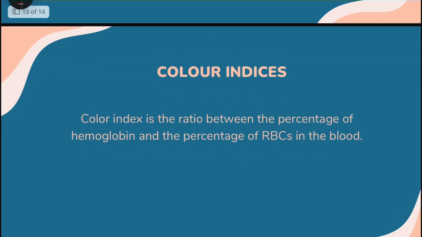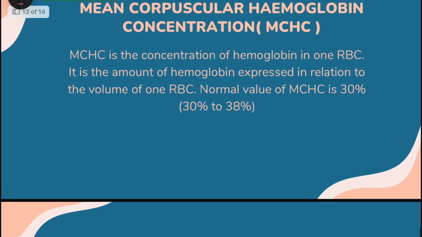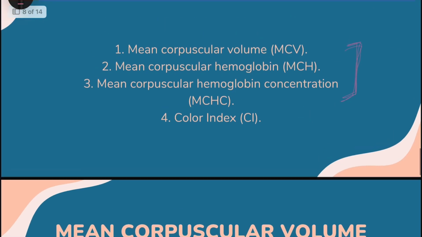And last but not least, the color index. The color index is the ratio between the percentage of hemoglobin and the percentage of RBCs in the blood. So actually it is comparing the percentage of hemoglobin in one individual to that of the average individual, or an individual having a normal count. So these are the blood indices that are mainly followed in the pathology lab in detecting the types of anemia, that is the MCV, the MCH and the MCHC, because they will help you clearly assess the types of anemia, and they are also found in several other tests as well.